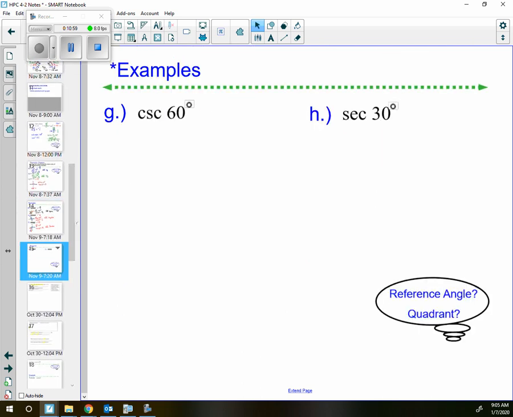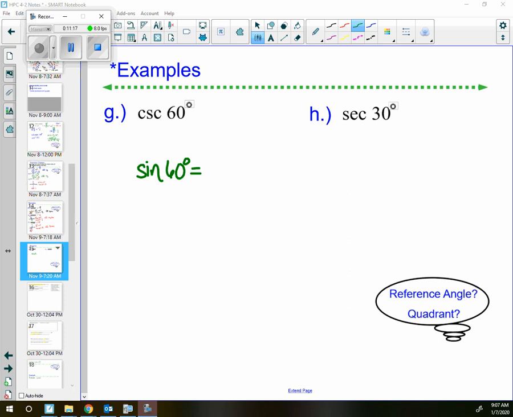So cosecant, CSC, which one is that a reciprocal for? That's a reciprocal for sine. So this would be the same as sine of 60 degrees, but then we have to flip that, remember. So I always think about do the original function first, and then I do the reciprocal.